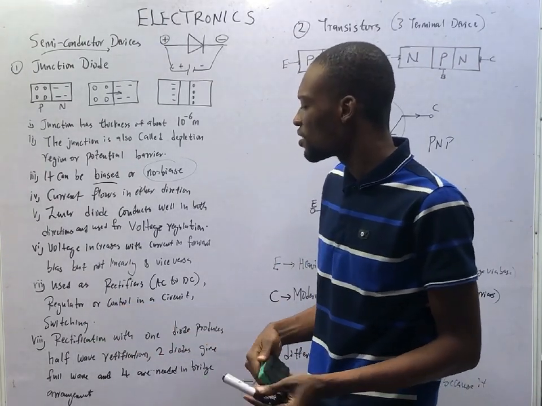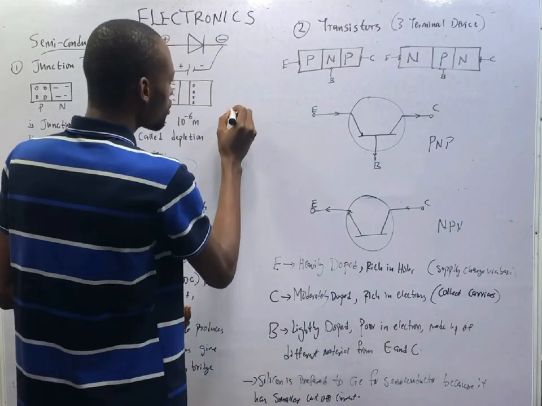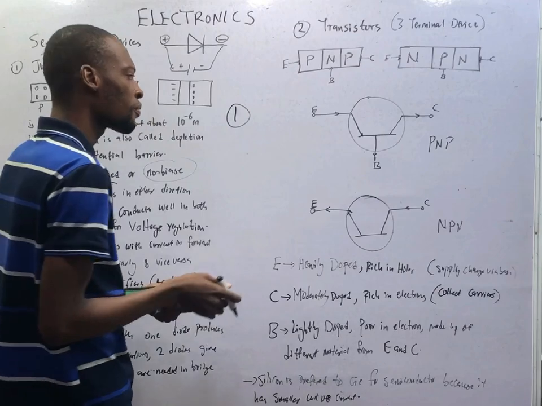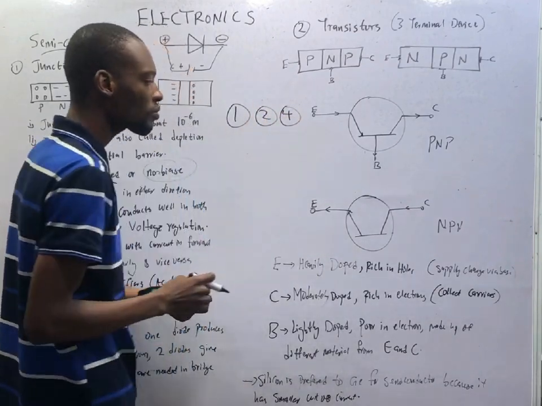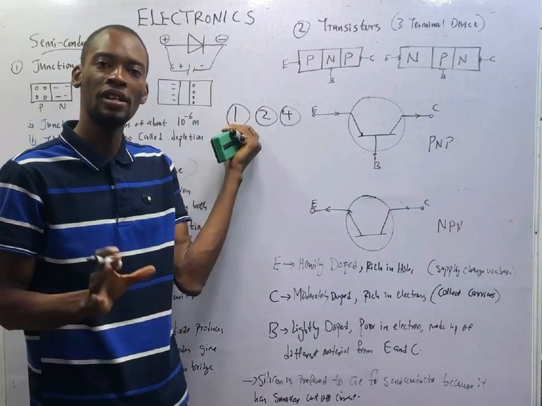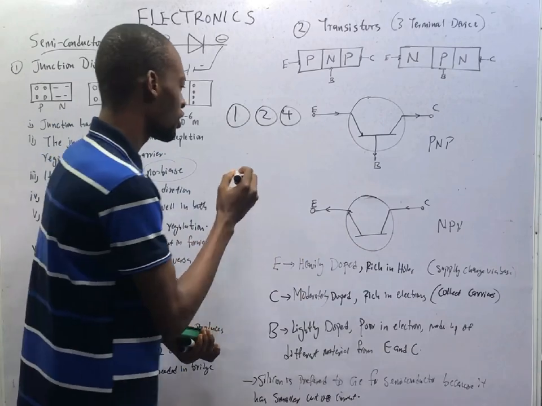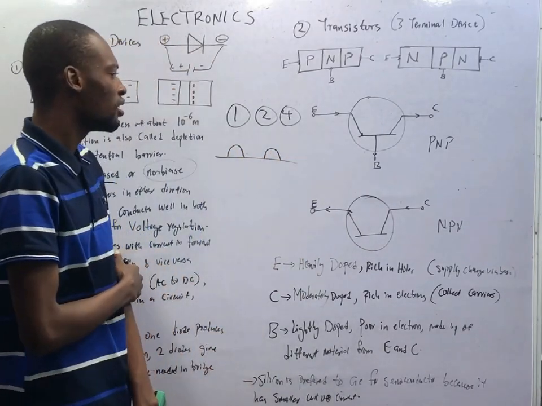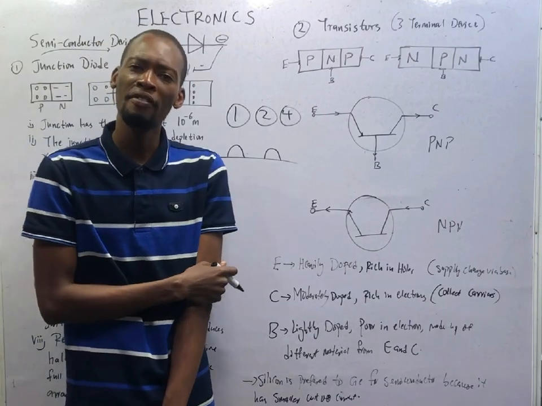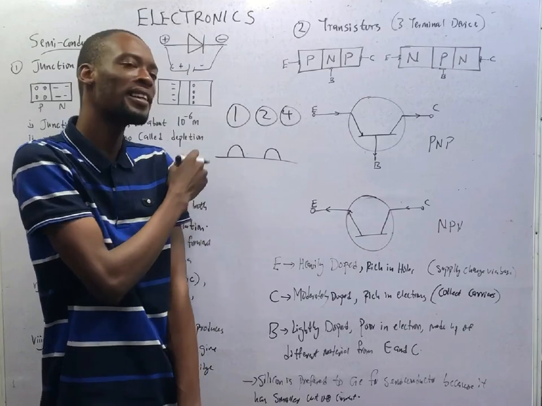Now, when it comes to rectification, converting AC to DC, you can either use one diode, you can choose to use two, or you can choose to use four. Using one diode for rectification, the result will be a half wave. That will be the output. You have something like this. Half wave. Now, why do we have half wave when we use one diode?